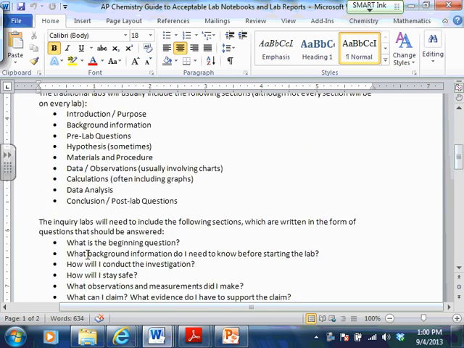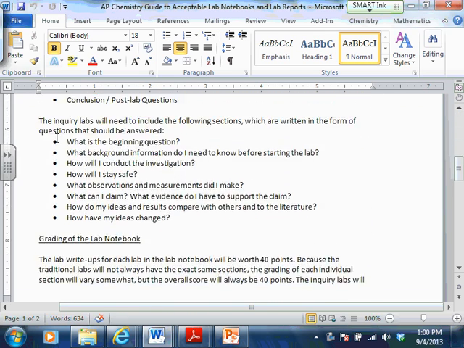Okay, so the parts we have written up so far. We have done the beginning question. We've done the background information. That's the pre-lab questions, which there was a video that helped explain those. Okay. How will I conduct the investigation? Which, by the way, those pre-lab questions, I've now embedded them in Moodle.